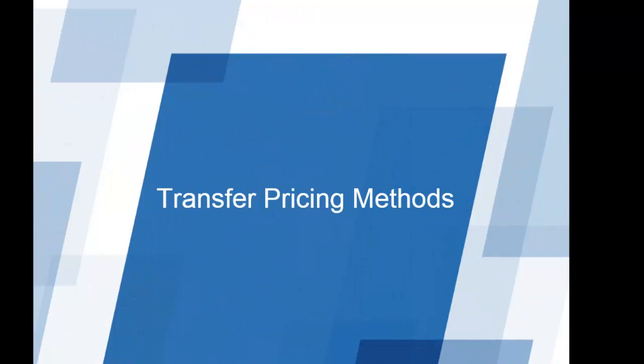In today's video, we're going to talk about some of the transfer pricing methods, and in particular, we're going to talk about the very first method in the regulations, the comparable uncontrolled price method. It's also in the OECD guidelines under the same name, and it's commonly referred to as a CUP.